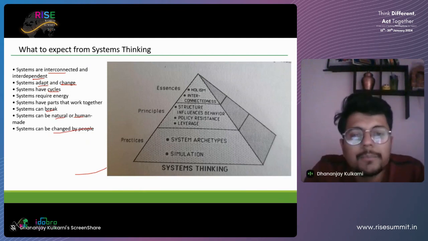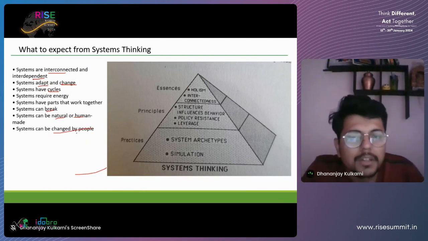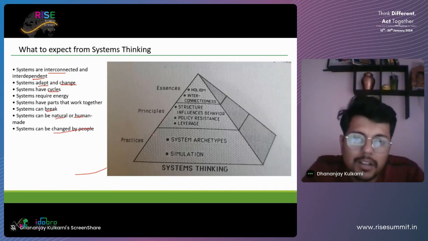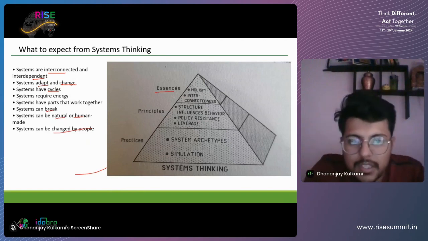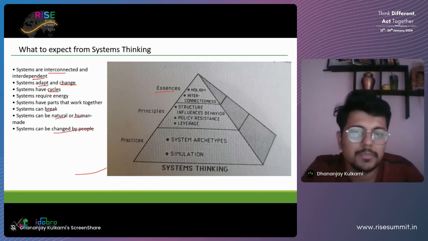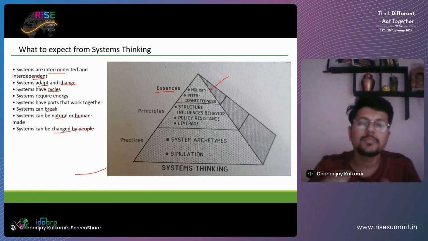To understand it, in this pyramid, as you can see, we can talk about three things. First is essence, right? When we talk about systems thinking, we are talking about holism, the concept of the whole, right?